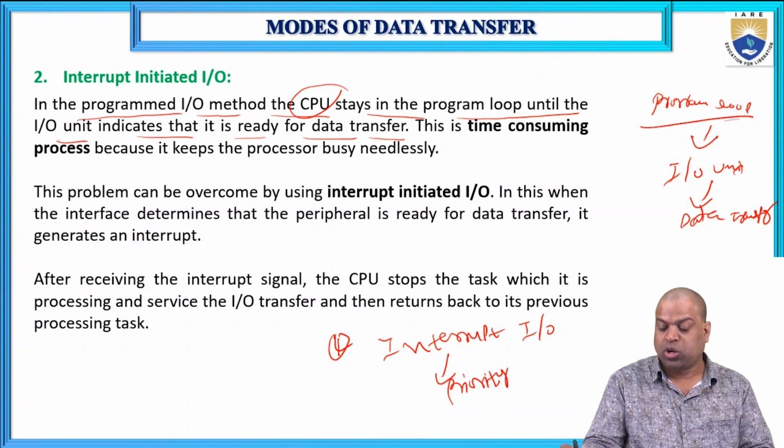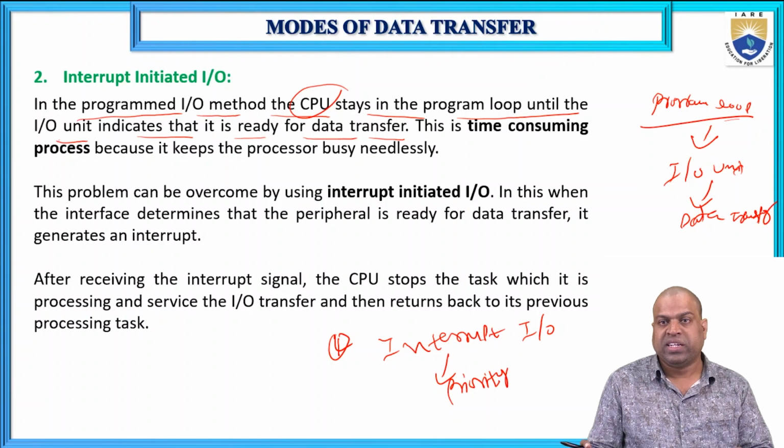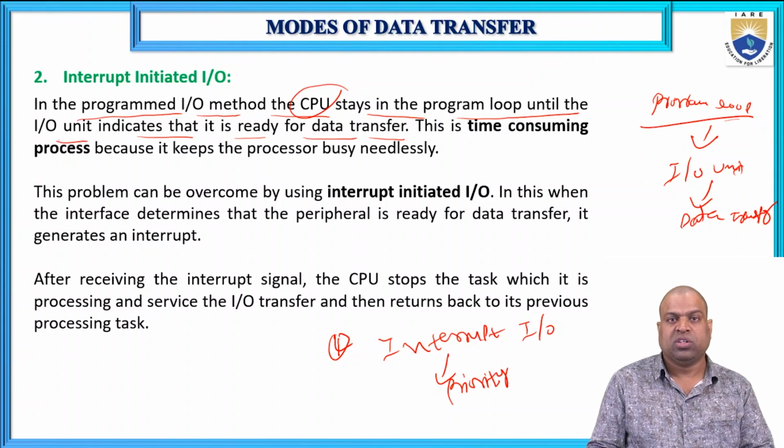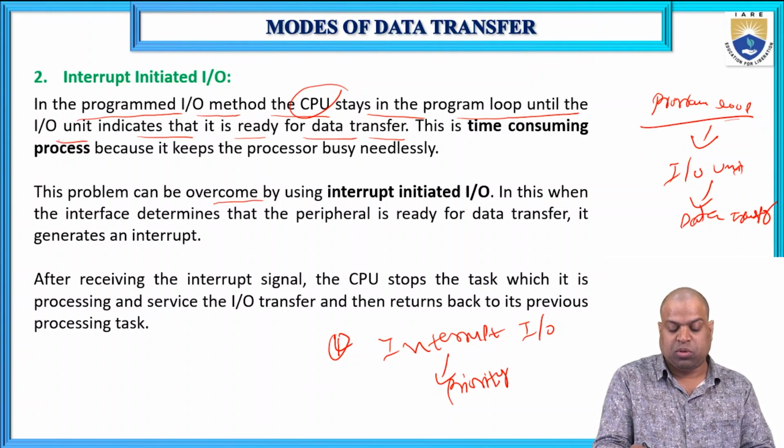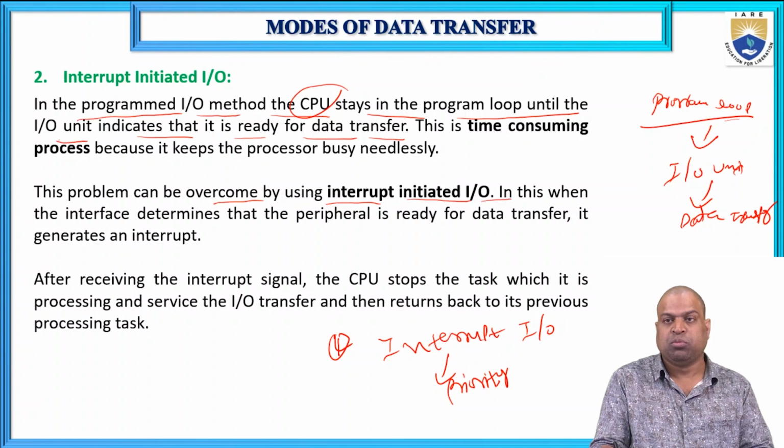Suppose one program is there, but I need multiple programs. So how can we execute the data transfer of input outputs? Multiple inputs are there, multiple outputs are there. So how can we execute them through the program? It is somewhat difficult. It is a time consuming process and a big burden to the CPU. Then we overcome this problem through interrupt initiated input output.